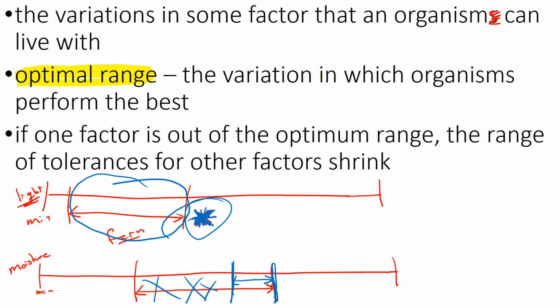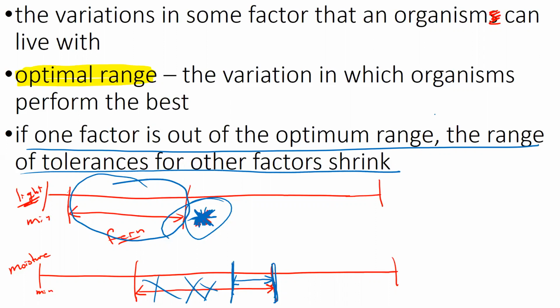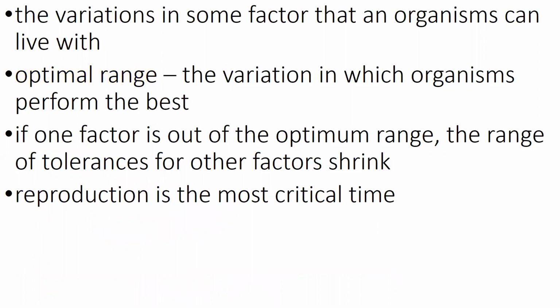One thing that makes most invasive species invasive, able to take over ecosystems, is broad range of tolerance. Another thing that helps a lot and probably is necessary is no natural disease or predator. All right, anyway, if one factor is out of the optimum range, the range of tolerances for the other factors, whatever they may be, will shrink, like light and moisture, as we showed.